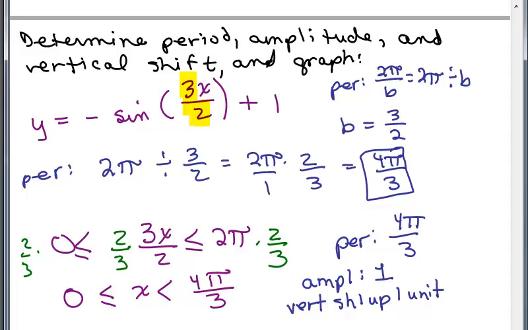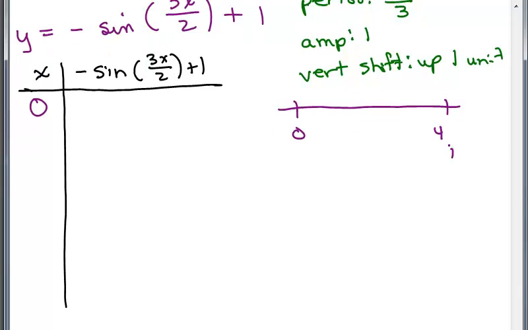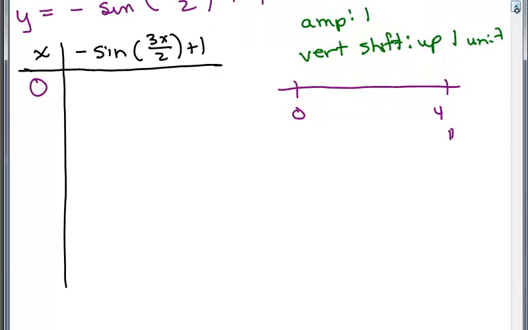So now we're ready to find our key points and graph. All right, so here's our function. We want to get the x and y values here. And so how do we find the x values? We know it goes between 0 and 4 pi over 3. So we know it starts at 0 and ends at 4 pi over 3. If you want to look at the picture, that means if you start here, you end at 4 pi over 3 to get a complete cycle.